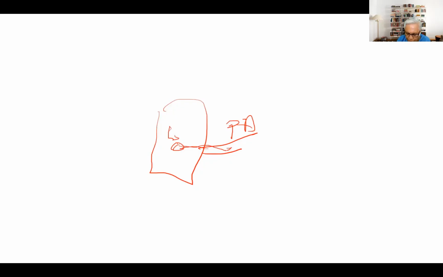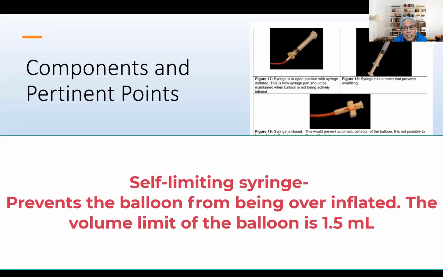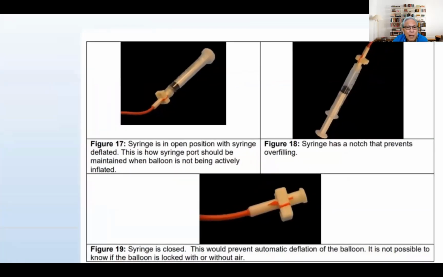So there are other important things about this lumen. There is a self-limiting syringe provided in the PA catheter kit. This is designed to prevent the balloon from being overinflated. This syringe has a limit of 1.5 ml. You cannot introduce more than 1.5. What is so important then? The balloon should never be inflated with more than 1.5 mLs by substituting this syringe.